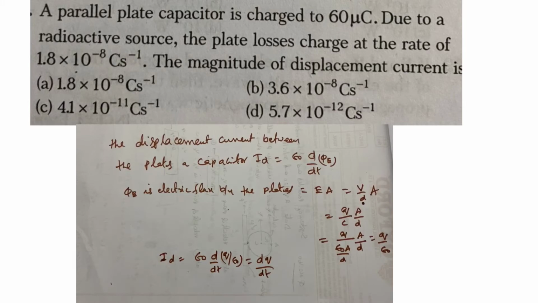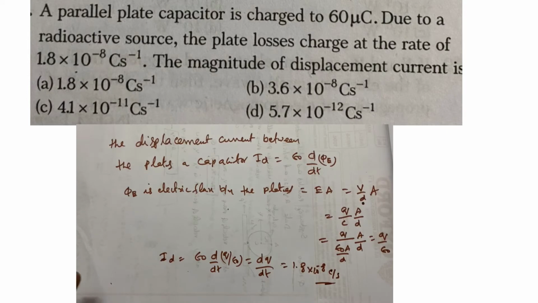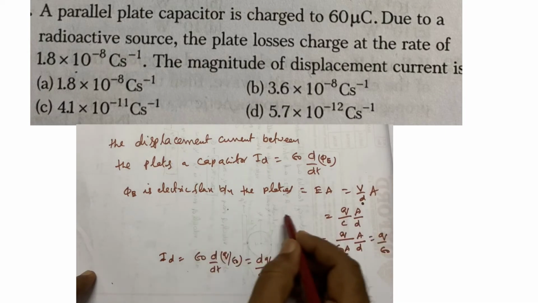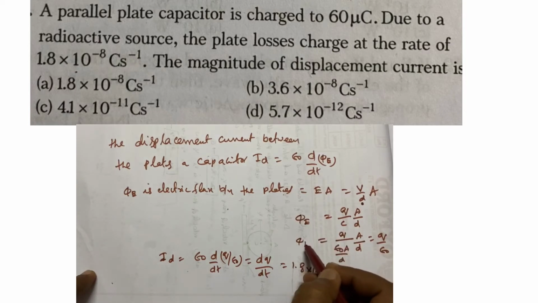Q by t is given now. Q by t equals 1.8 into 10 to the power of minus 8 coulombs per second. 1.8 into 10 to the power of minus 8 coulombs per second is the answer. Here important formula: C equals epsilon naught A by D. Here important, you have to remember. It is the flux E.